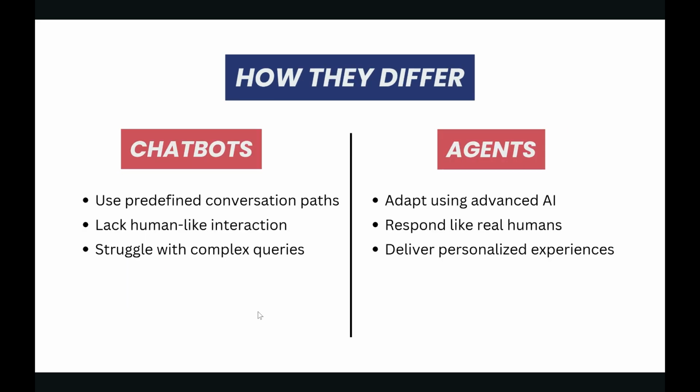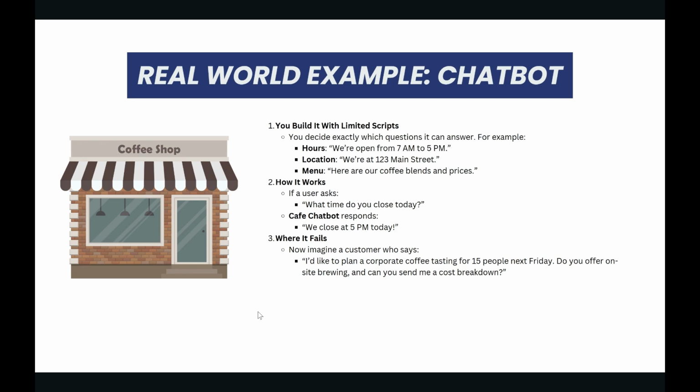So at a high level, here's a quick side-by-side on how the two differ. Chatbots use predefined conversation paths, they lack human-like interaction, and they struggle with complex queries. Whereas agents adapt using advanced AI, they do respond like real humans, and they deliver personalized experiences. So to demonstrate the difference between the two, I'm going to use a fictional coffee shop as an example called Frank's Coffee Shop.